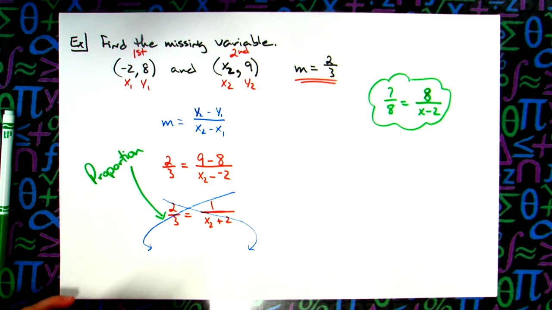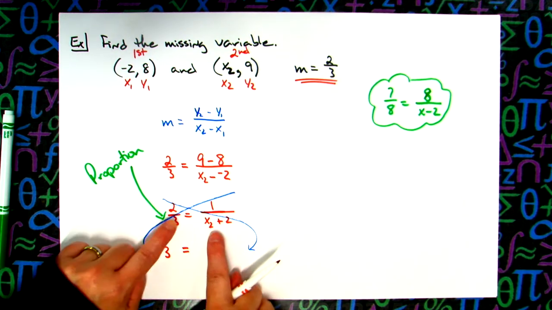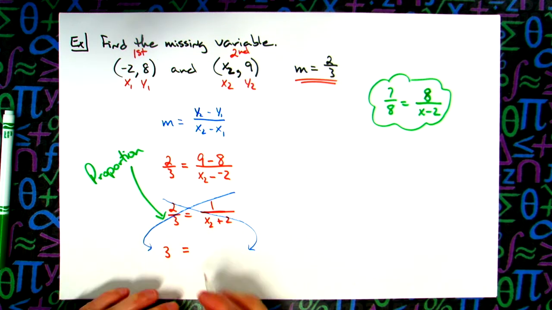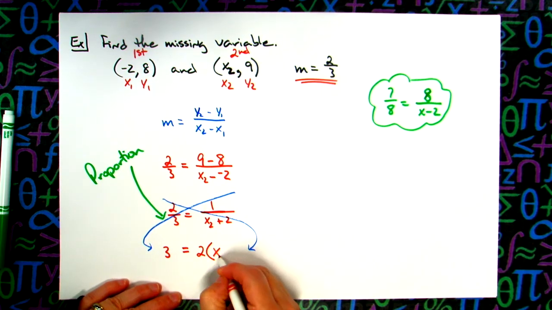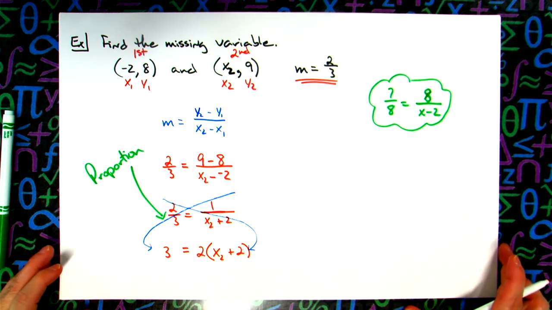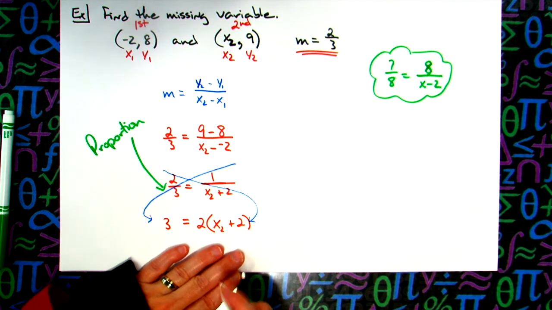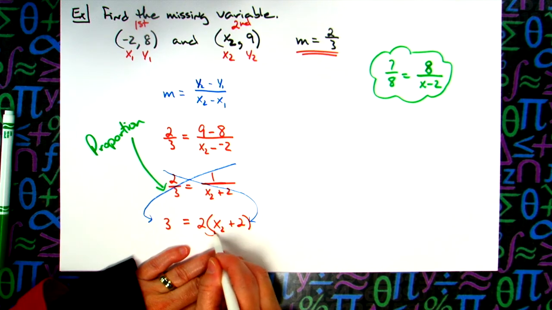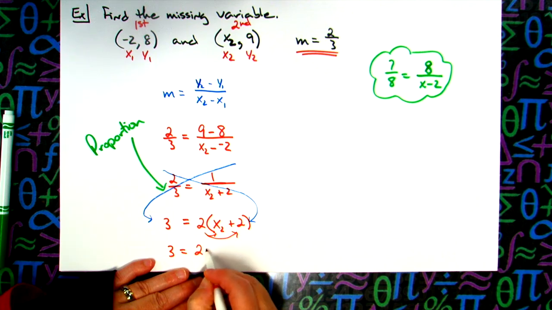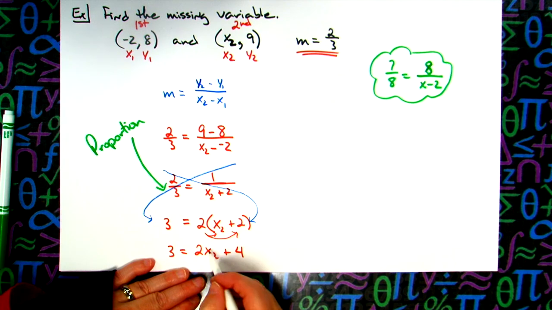3 times 1 is 3, so you can do that math in your head. The equal sign comes straight down, but this time I'm taking 2 times a binomial, so don't try to multiply it in your head. Put the 2, parentheses, x sub 2 plus 2. Write it like we know how to show distributive property. Now you have an equation that you know how to solve. Distribute the 2 on that side. So I have a 3 here, 2 times x sub 2 plus 2 times 2 is 4. I've got a one-step equation.